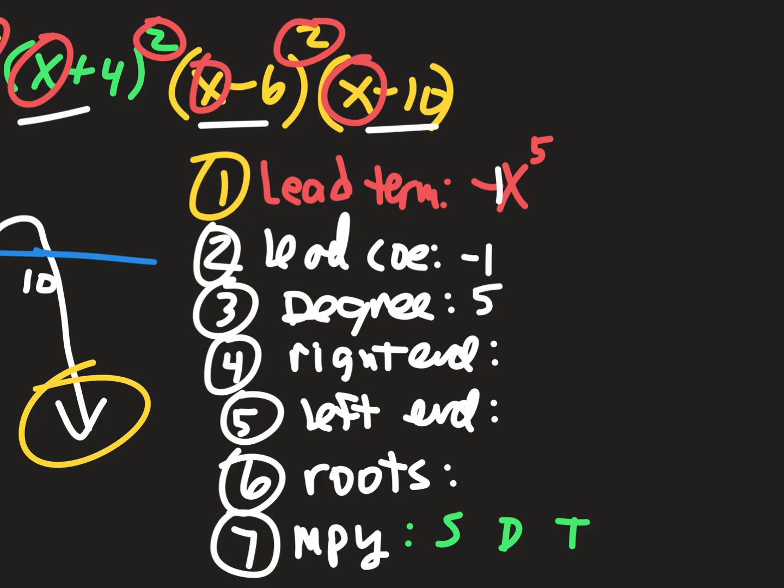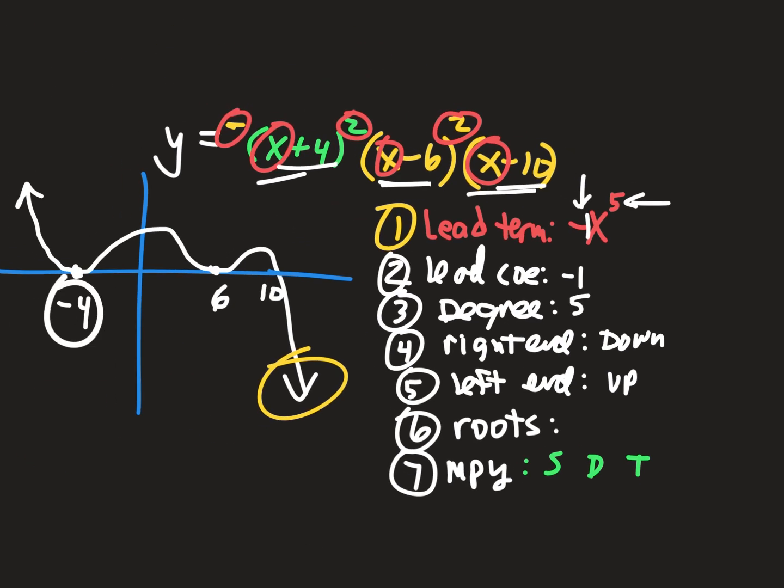The right end is going down, because there's a negative in the front, and that tells you the right end. The left end is either the same or different than that. Since this is odd, it's different than that. So that would be up. Okay, the roots are the -4, the 6, and the 10. Those are the roots.